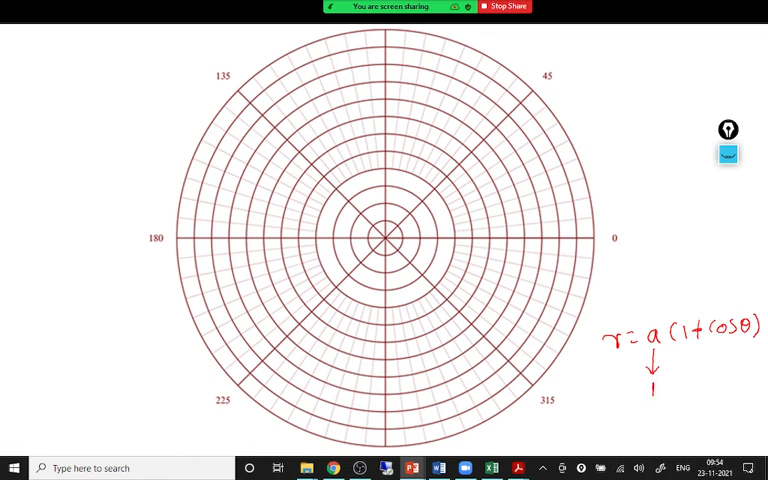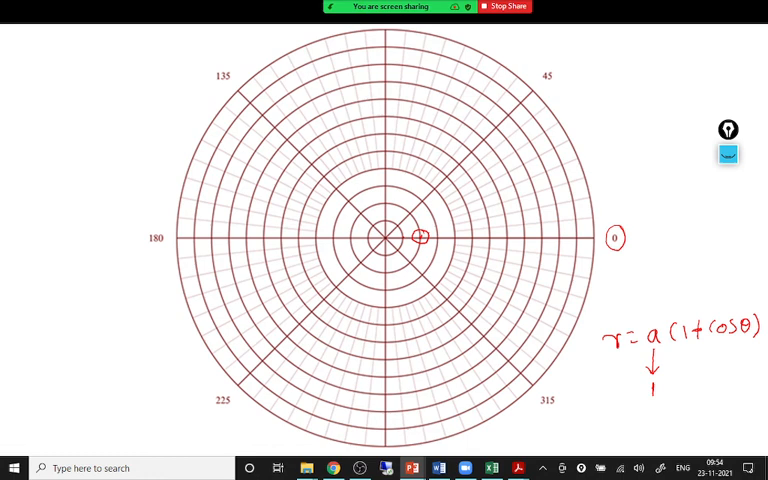What will be the value of r when theta is 0? 2. So the first thing you will get is 2 units. This is 1 unit, this is 2 units. So this is the first point we got, that is r equal to 2 when theta is 0. Next, you can take 45 degrees also, but I will take 90 degrees.